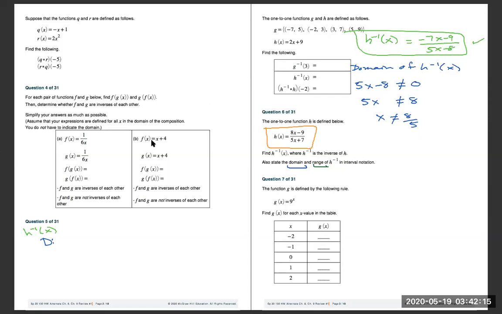Okay, so the domain in interval notation, remember we're saying here that 8 over 5 is the only value we can't touch. Everything else is okay. So negative infinity to 8/5, union 8/5 to infinity, don't include any of the boundary values.